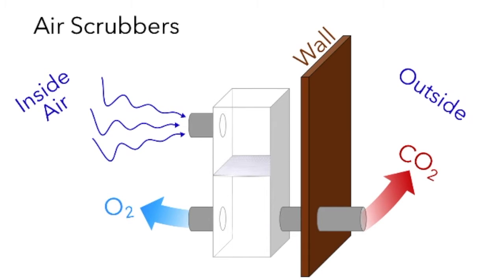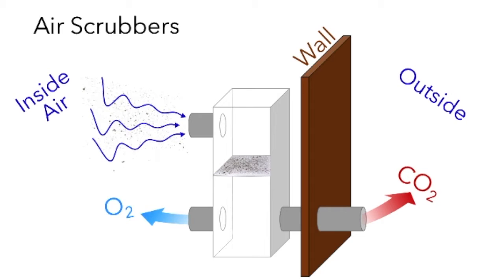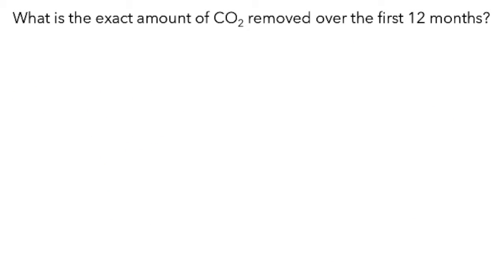As with any air filter system, particles in the air, such as dust, can reduce the effectiveness of the system. Over time, things like dust build up in the filter of the air scrubber. This reduces the amount of CO2 that the filter removes as well as the amount of oxygen returned back into the workspace. When designing an air scrubber for the building, we need to be able to compute the exact amount of CO2 that the scrubber removes over the first 12 months of its operation.